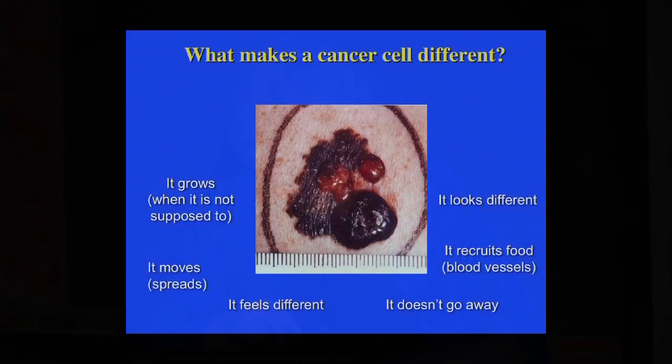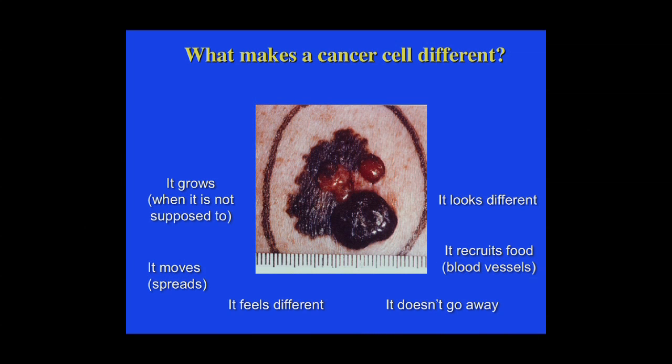It doesn't go away. Some things come up like a pimple and then go back down. That's a reaction to what your body is responding to. This one stays. That's not good. It recruits food, and this is this red color, the blood vessels, and this is to feed the cells that are growing. And it looks different, which is what we were talking about previously.